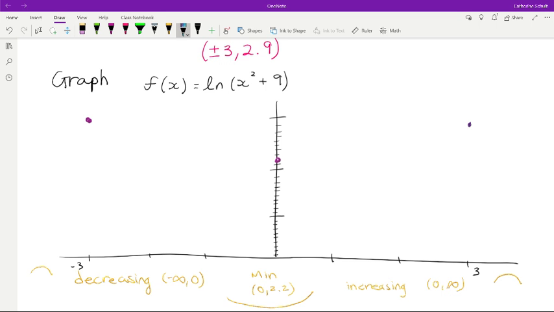Okay, and then we're decreasing here. So our graph is going to go downward to the left of 0, and then we're increasing to the right of 0. So we're going to go right. And then in between the inflection points, we're concave down. Okay, and we are an even function because, again, all of our exponents are even.